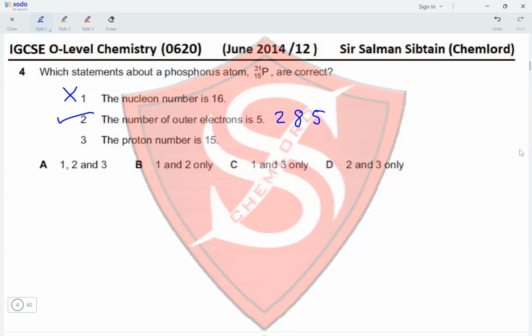This is correct. And the proton number is 15. This is the proton number. And the proton number says 15. So this statement is also correct. Since statements 2 and 3 are correct, option D is the correct option for this question.